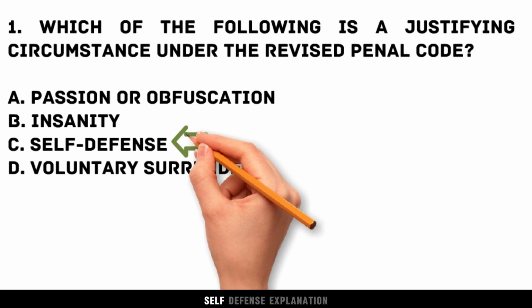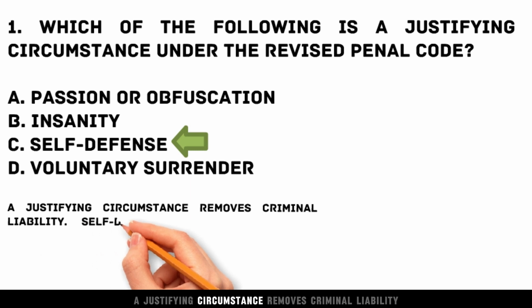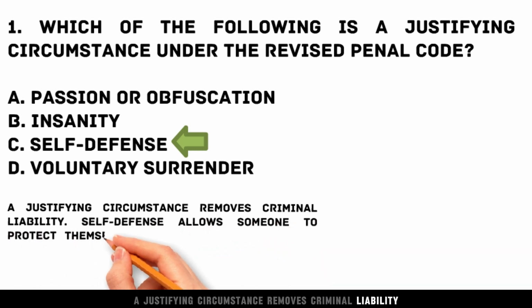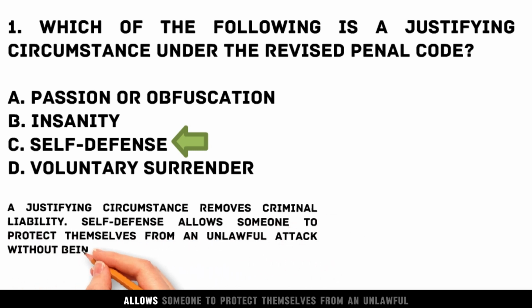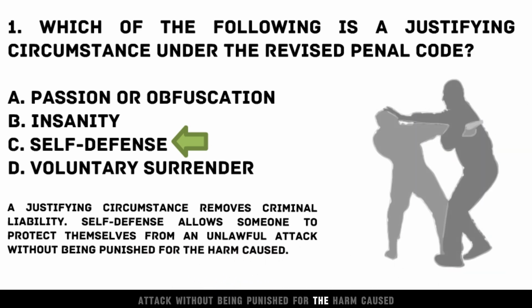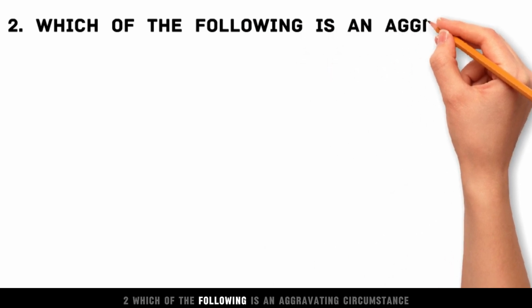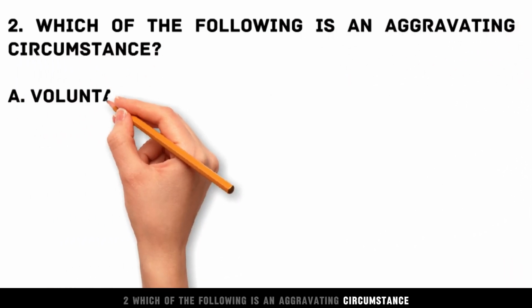Answer: C. Self-defense. Explanation: a justifying circumstance removes criminal liability. Self-defense allows someone to protect themselves from an unlawful attack without being punished for the harm caused. For example, if someone attacks you with a knife, and you defend yourself by injuring the attacker, this can be justified under self-defense.